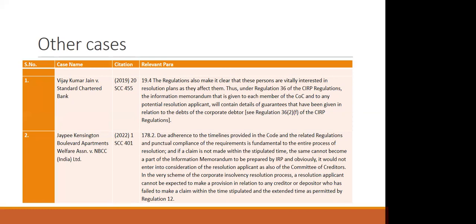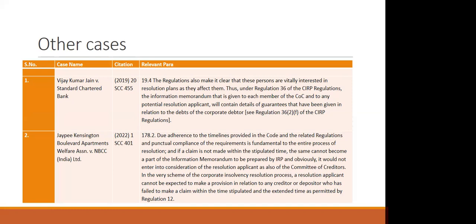In JP Kensington Boulevard Apartments Welfare Association versus NBCC, it was held that due adherence to the timelines provided in the Code and related regulations and punctual compliance with the requirements is fundamental to the entire process of resolution. If a claim is not made within the stipulated time, it cannot become a part of the IM to be prepared by the IRP, and obviously it would not enter into consideration of the RA as also the CoC. In the very scheme of the CIRP, a resolution applicant cannot be expected to make a provision in relation to any creditor who has failed to make a claim within the time specified and extended time as permitted by Regulation 12.